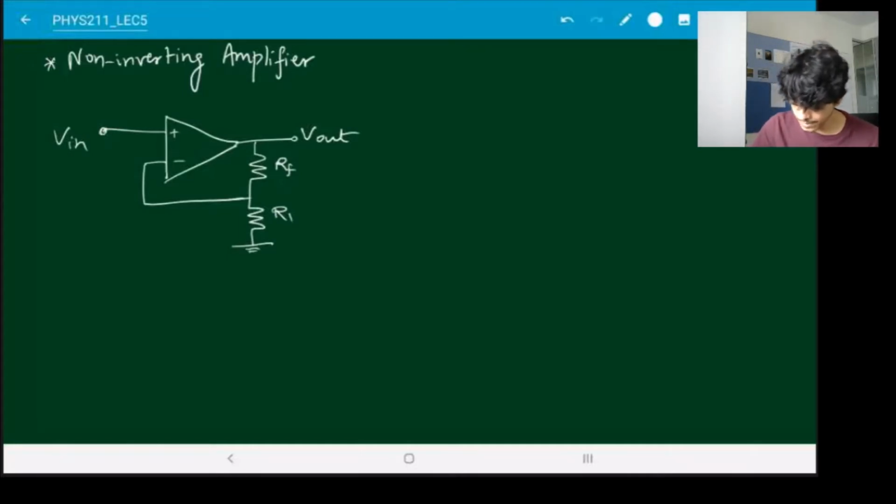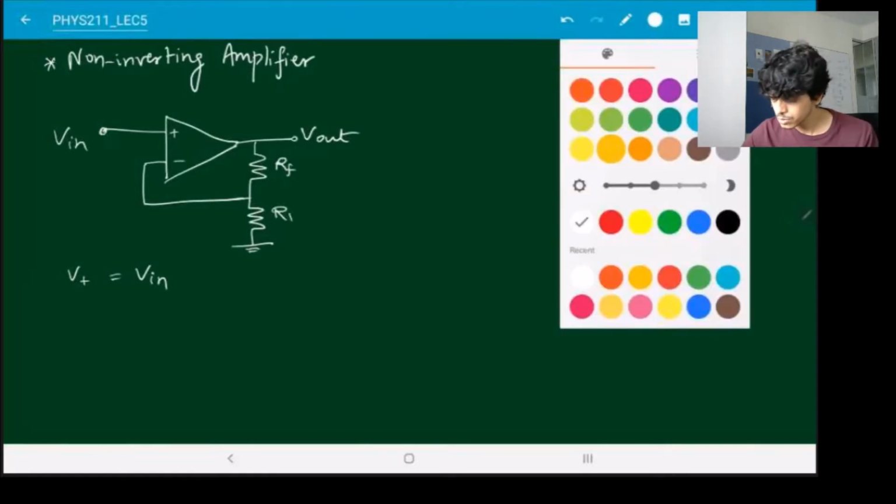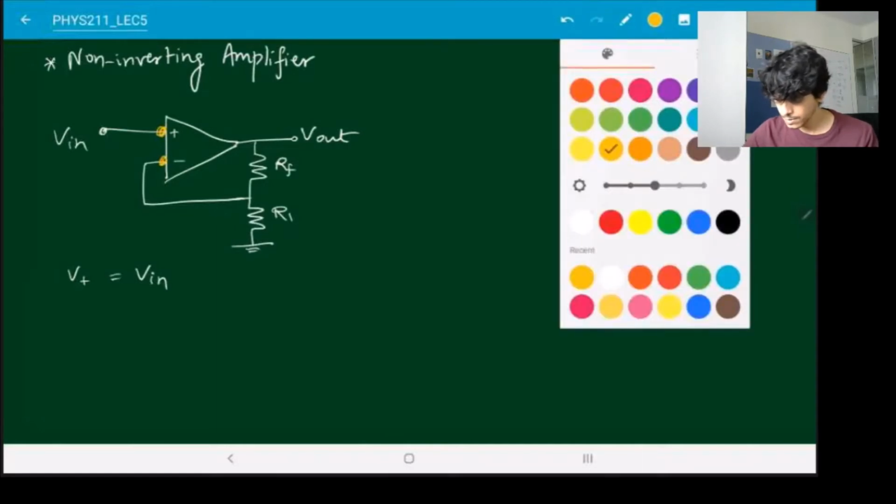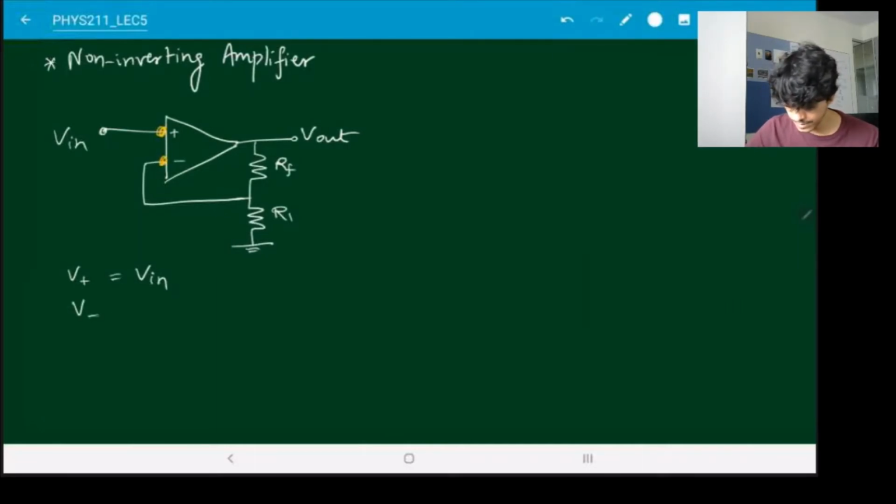Now notice that the voltage at the non-inverting terminal, V plus, is Vin. Now there is a virtual short between the non-inverting and the inverting terminals. Therefore, V minus is also Vin. But V minus is basically the potential at this point.